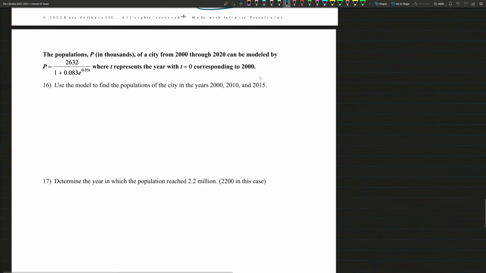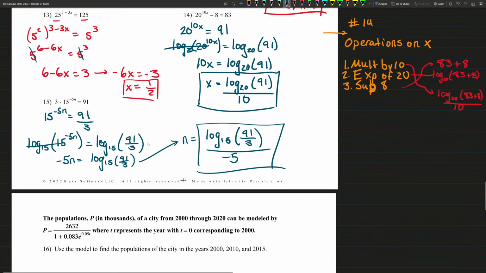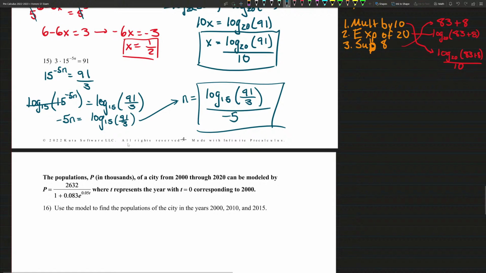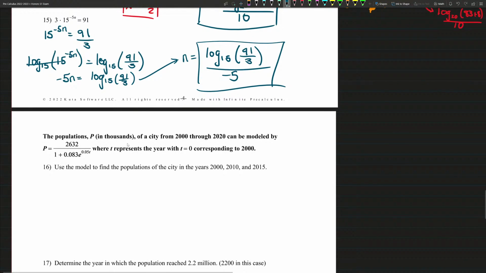Number 16 and 17, I'm giving you this exact same problem on the test. You've had this for like the last week or so. I'm going to let you do this on your own. I'm not going to show you how to do it, okay? It's very similar to this stuff up here. There's just a couple more steps, okay? So that is the entire test.